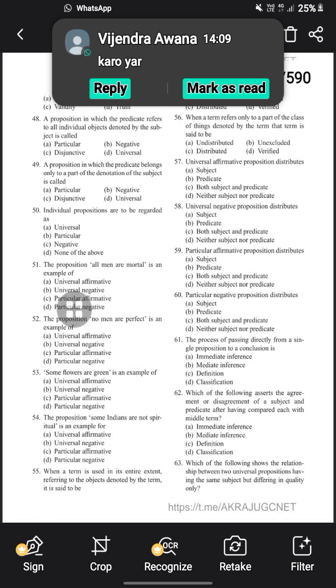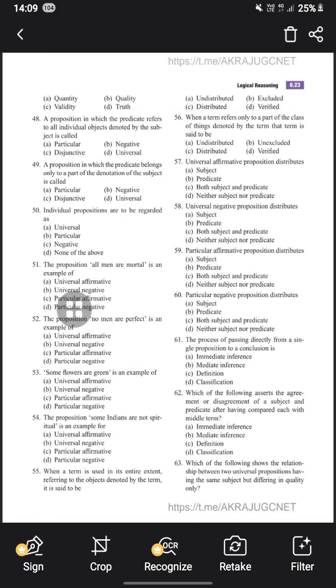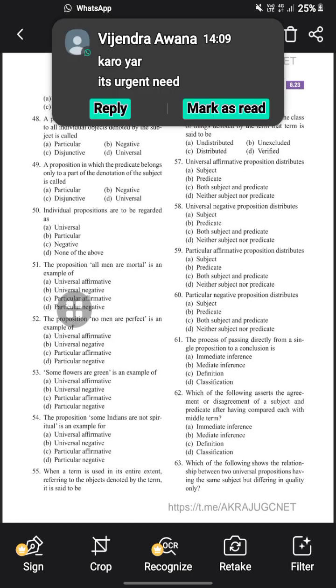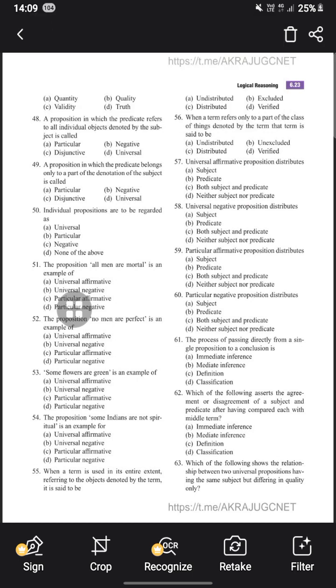A proposition in which the predicate refers to all individual objects denoted by the subject, 48 is D, that is universal. A proposition in which the predicate belongs only to a part of the denotation of the subject, that is particular. Individual propositions are to be regarded as universal.